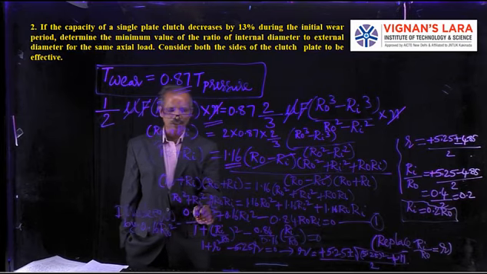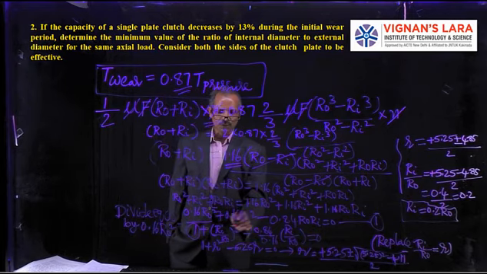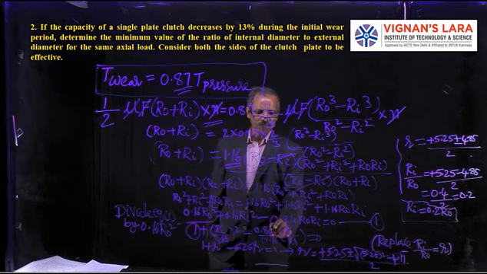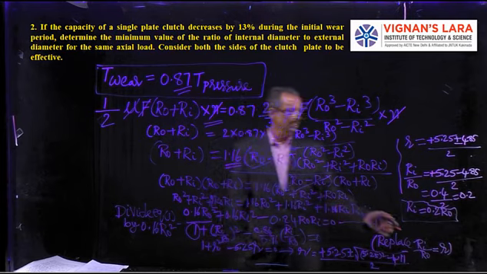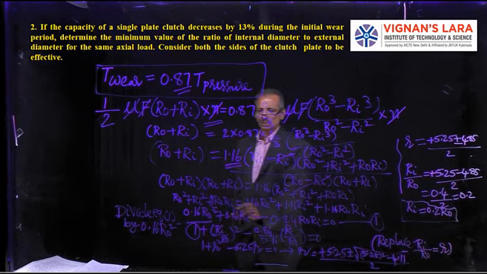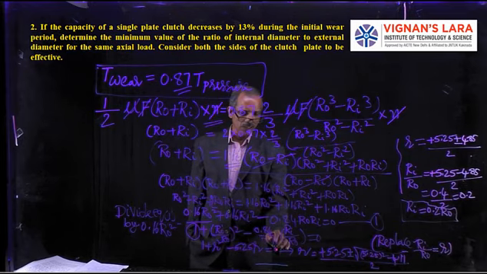Then 0.16 R naught square by 0.16 R naught square is 1. Then the second term becomes (Ri by R naught) whole square. And the third term is 0.84 by 0.16 into Ri by R naught, equal to 0. So I just replaced, for simplification, Ri by R naught as some r. So I can write this as 1 plus r square minus 5.25 r is 0.